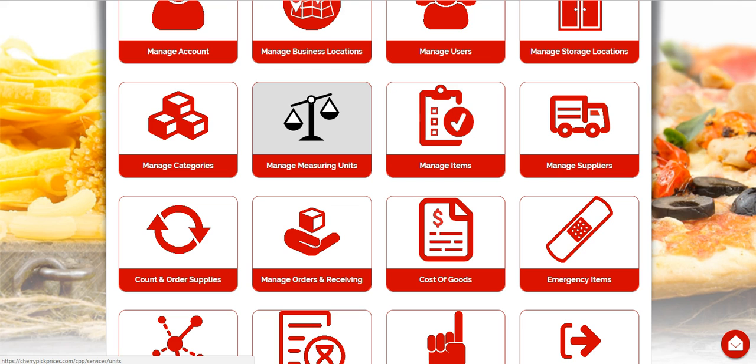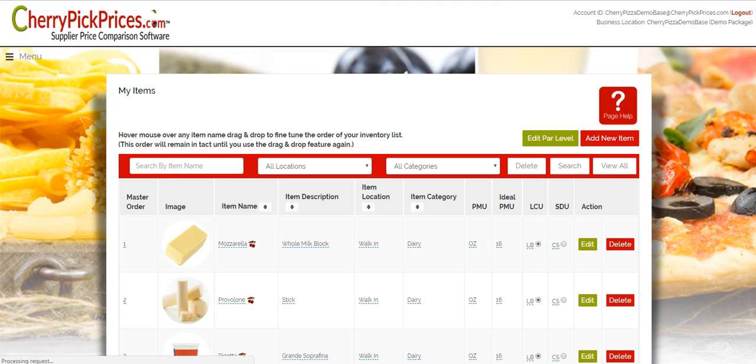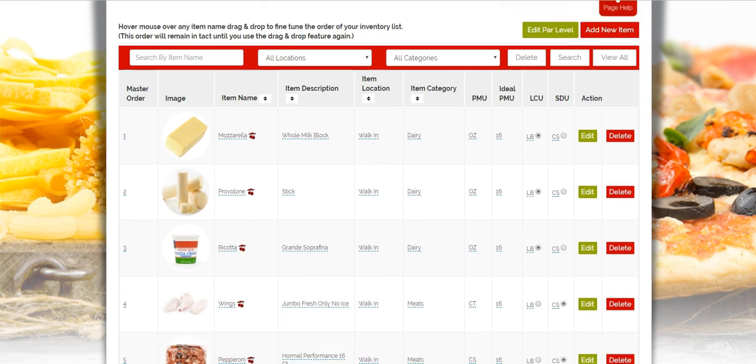So those are pretty much the setup areas, the informational areas that all go into creating the next set of icons, which is where people actually compete for your business. And I'm going to click on one. The heart is the manage items icon, and this is basically your master inventory list.